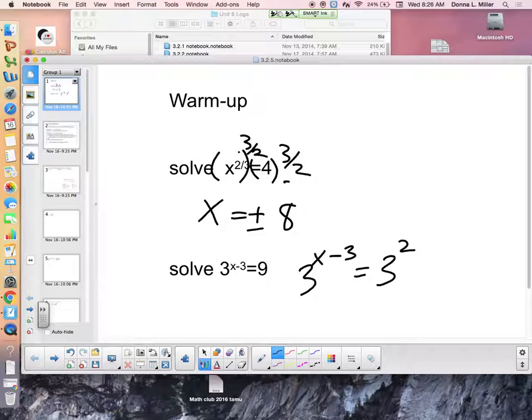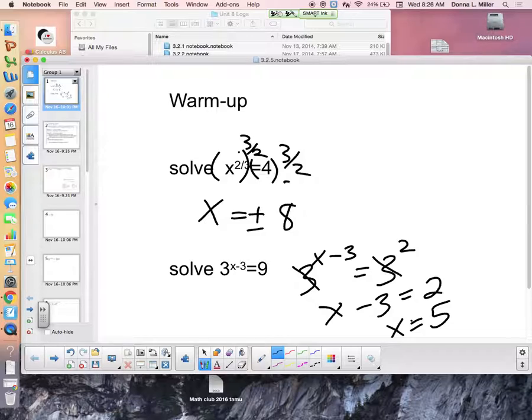I saw people on this test try to divide the 3's out or something. You can't do that, right? You just make the bases the same and then they go away, all right? So they cancel, and I get x minus 3 equals 2. So you get x equals 5, okay? That hopefully should feel comfortable for you.